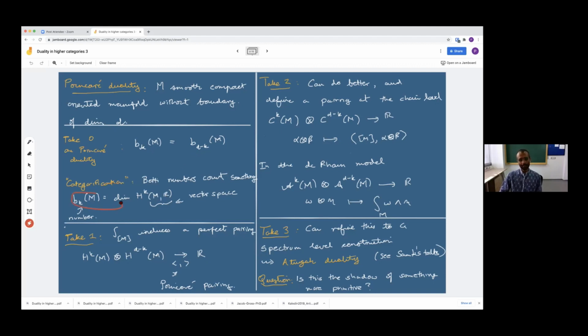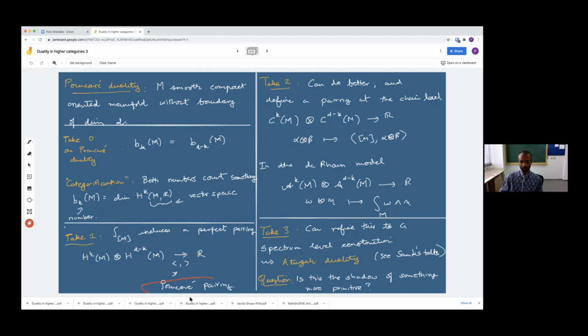So you have these Betti numbers, and these things count the dimensions of some vector spaces. And you can ask, does this equality of numbers really come from a map of vector spaces? And in fact, if you look at the proof of Poincaré duality, and this is now take 1 on Poincaré duality, that was take 0, what it really tells you is that there is a perfect pairing between the vector space H^k of M and the vector space H^(d-k) of M, meaning a bilinear pairing between these two vector spaces, mapping them to R. And this is induced by the fundamental class of M, right? So integrating against the fundamental class is what induces this.